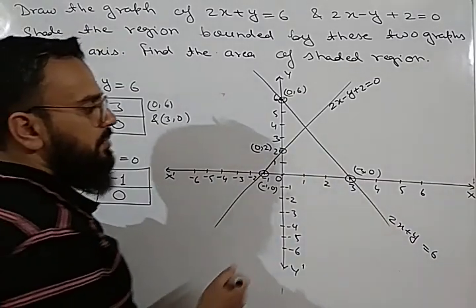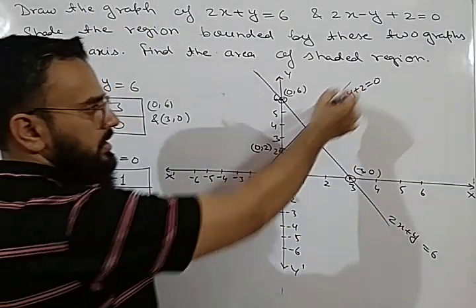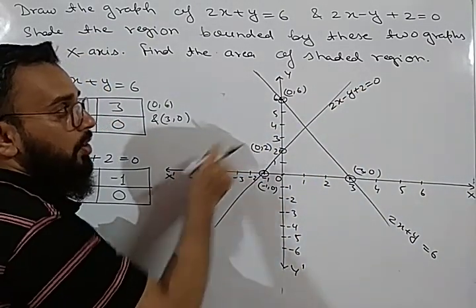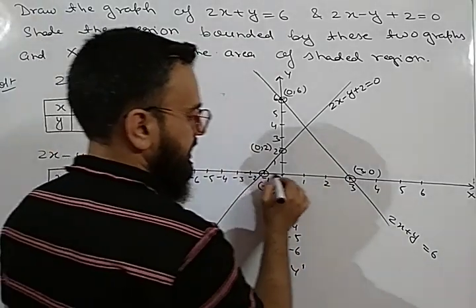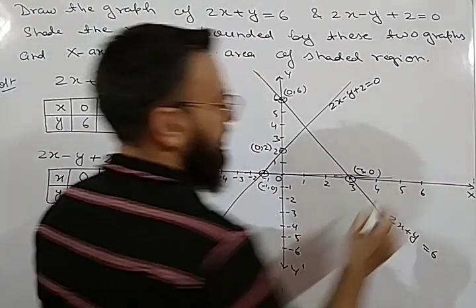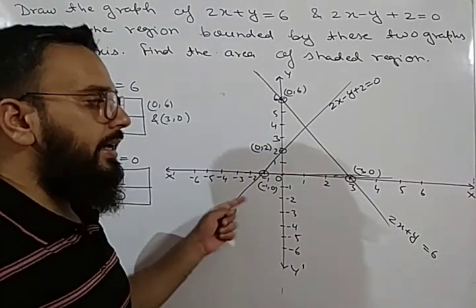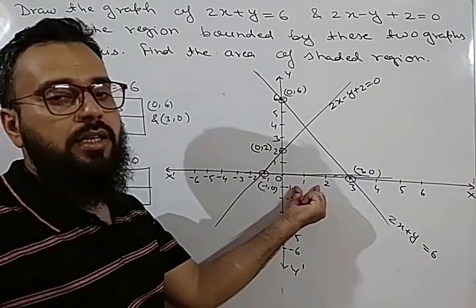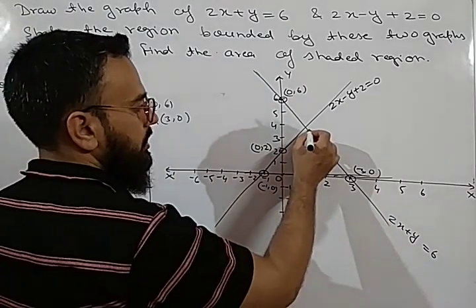So what is the region between these two graphs? This is the first graph, first line. This is our second line, and we have to plot between these two lines and x-axis. It means this is our x-axis. So we have to shade the region in between these three lines. First line, second line, and third line is the x-axis. So we have to shade the region between those three lines. Then this region will be this particular region.